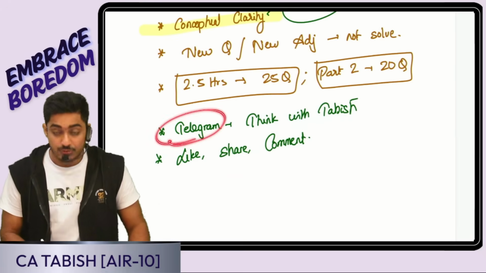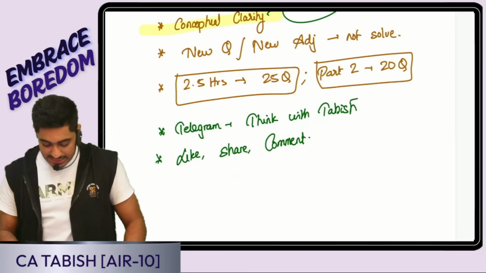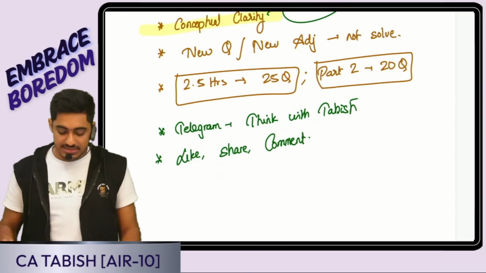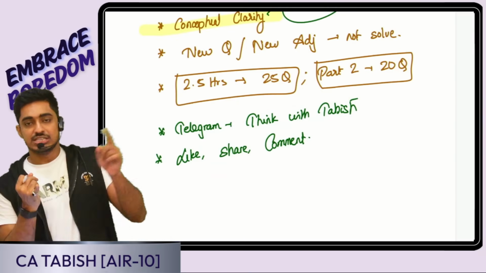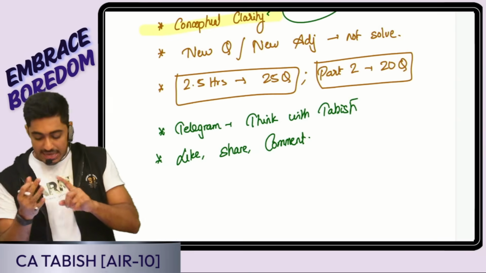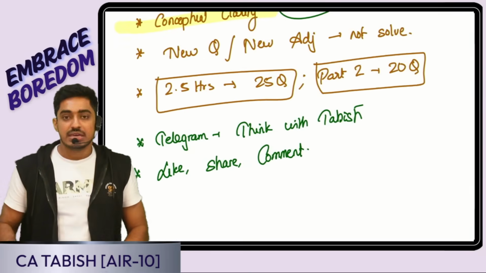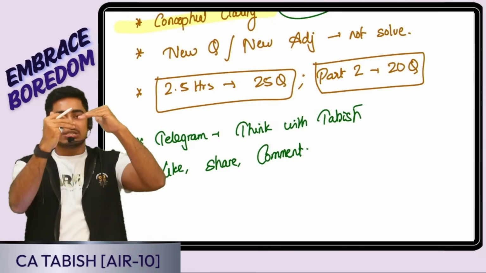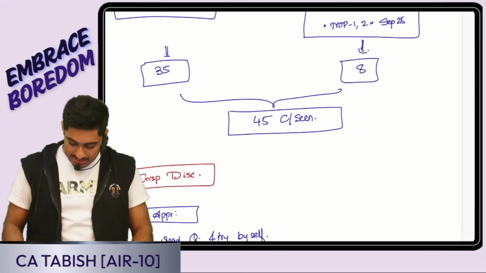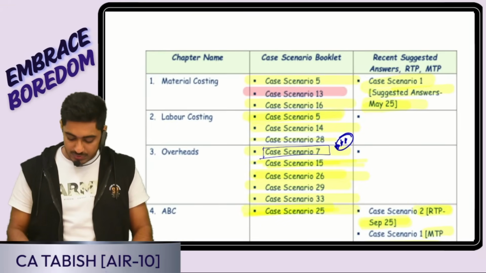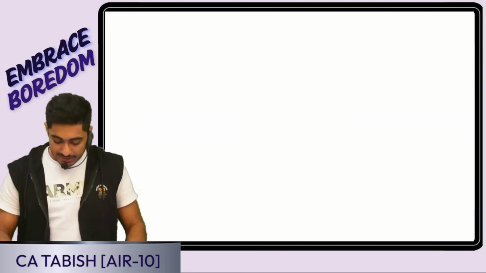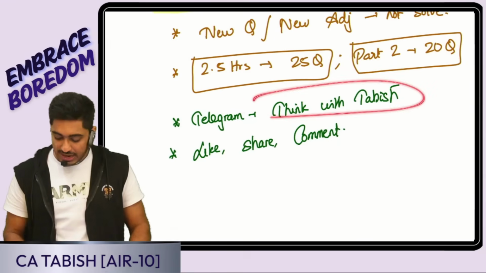Sir, where do we find all the files that you have used? I have uploaded them in the Telegram group with Tabish, so please go there and access the files. You have the case scenario booklet that the institute has given. You have a compilation of RTP, MTP and past papers from which we'll be solving questions, and I have also created an index for every chapter showing which questions are in the case scenario booklet and which are in past examinations. Let me show you the index. This is the index: for each chapter, which questions are from the case scenario booklet and which are from the past paper, RTP and MTP. You can go to the Telegram group and access this file.